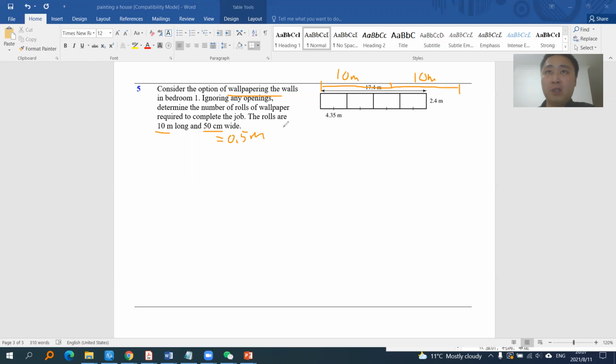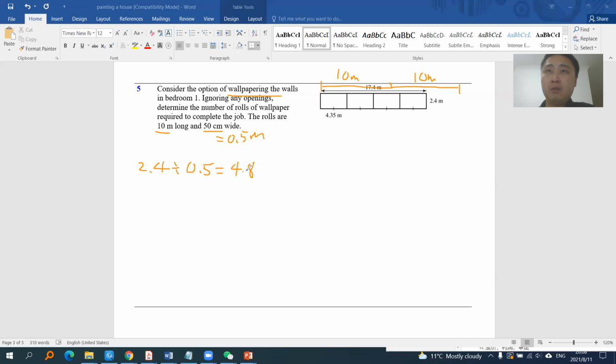And for the width, which is the height. The height is 2.4 meter, but we only got 0.5 meter in width. So how many do we need to have? We can use 2.4 divided by 0.5. So it gives you 4.8.